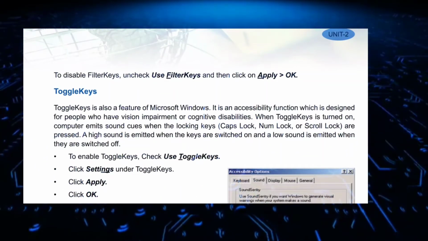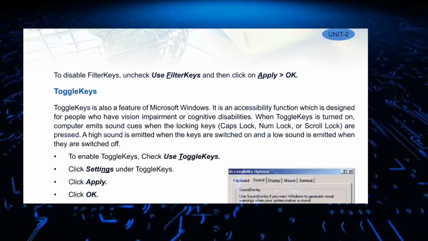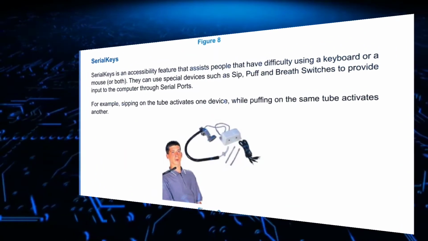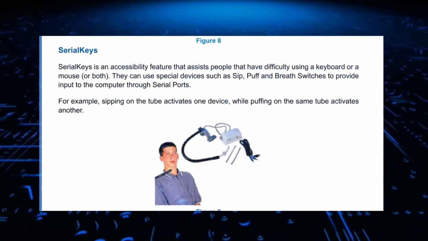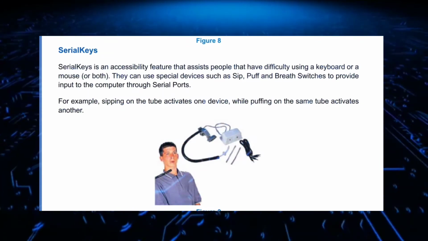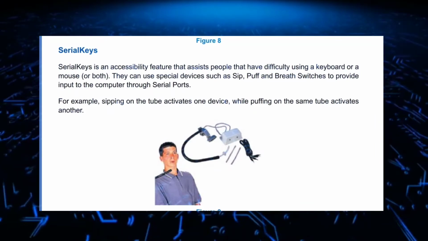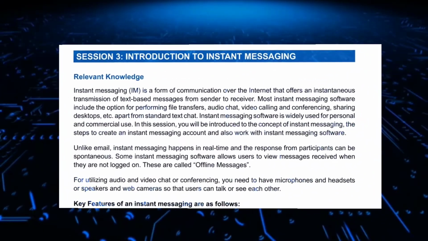Toggle Keys is also a feature of Microsoft Windows. It is an accessibility function which is designed for people who have vision impairment. Serial Keys is an accessibility feature that assists people that have difficulty using a keyboard or mouse. They can use a special device. I hope you understand, children.